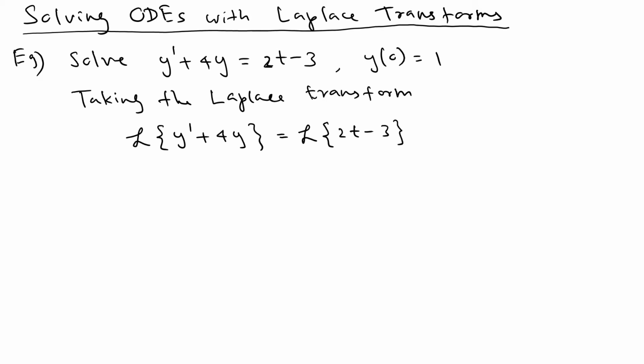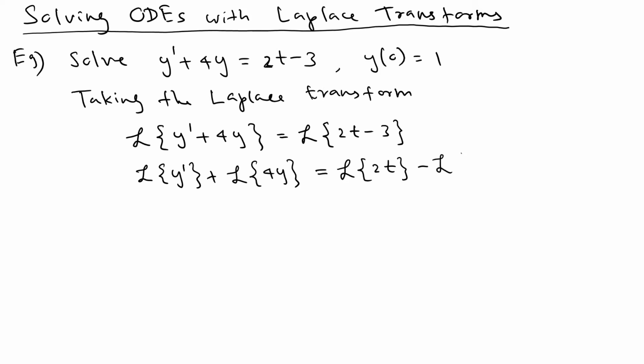But we know that the Laplace transform is linear. So because of that, we can separate them. We can say Laplace transform of y prime plus the Laplace transform of 4y on this side. And on the other side, the same thing. We can split it, so we can leave it like that, or you can write it: 2t and then minus the Laplace transform of 3.